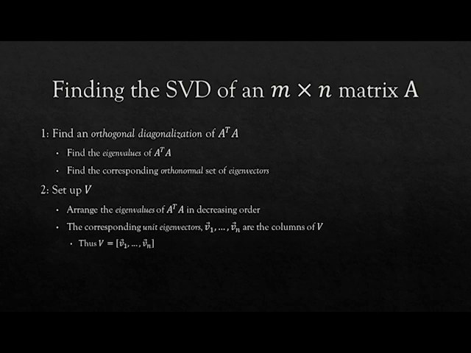The second step is to set up the n by n matrix V, which contains the orthonormal eigenvectors found in the previous step. In this step, first arrange the eigenvalues of A transpose A in descending order, then fill in the columns of V with the corresponding unit eigenvectors.